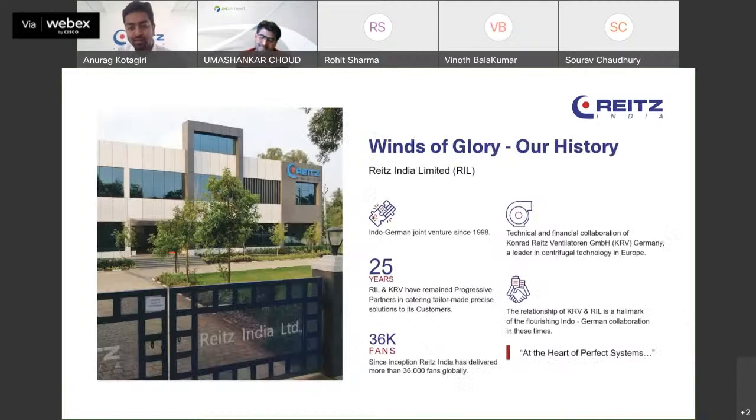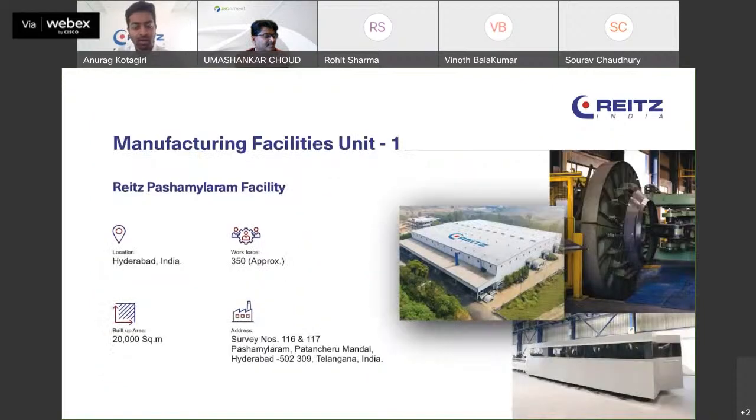We've so far given 36,000 fans as of last month. I think the number is into 37,000 now, in the past 24, reaching the 25th year. We have two manufacturing units. One of them is located here in Hyderabad, in the outskirts of Hyderabad, with approximately 20,000 square meters and approximately 350 people working for us.